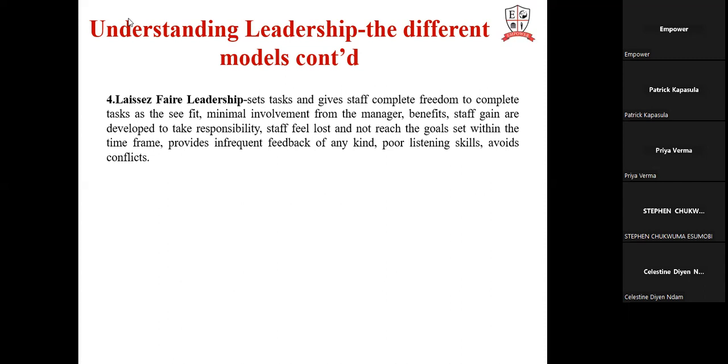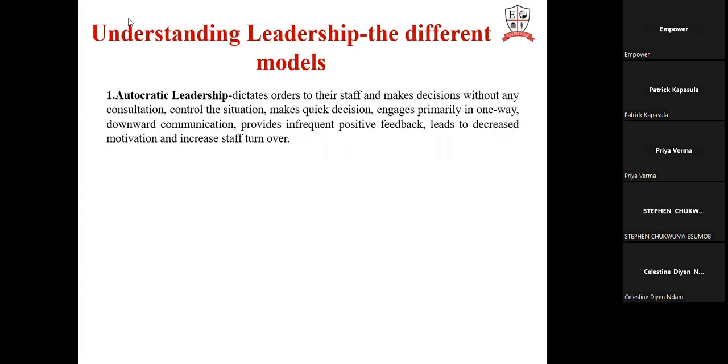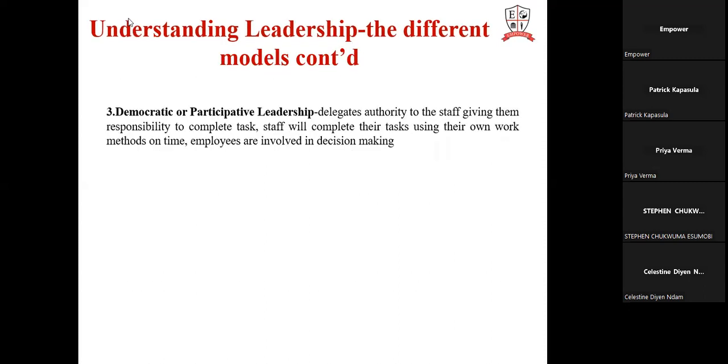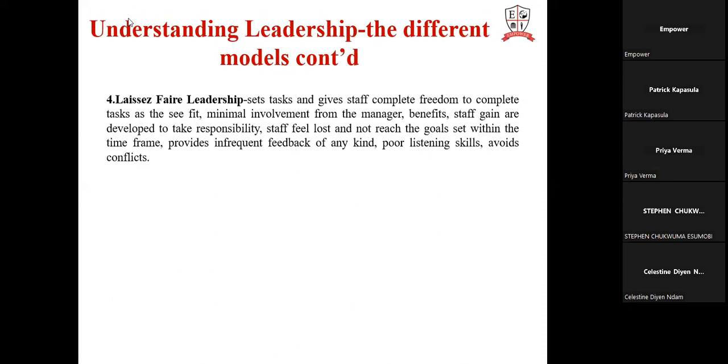The same as bureaucratic leadership and the same as autocratic leadership, laissez-faire provides infrequent feedback of any kind, whether positive or negative. And there are poor listening skills, and it avoids conflicts.